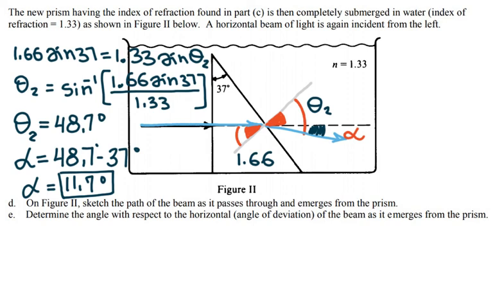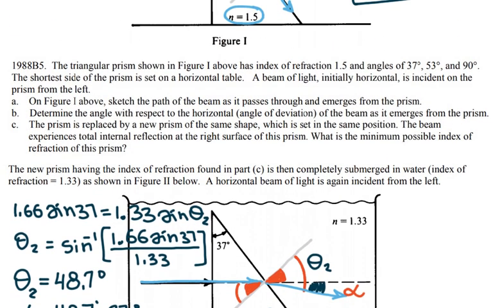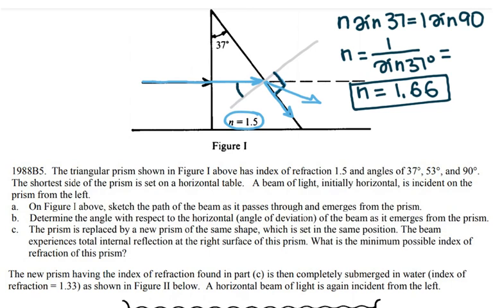And for the next question, they say determine the angle with respect to the horizontal, the angle of deviation. Okay, so that's the part that we already found. So that would be the part in E. And I think that's all that we have for this question from the AP Physics B 1988 FRQ.